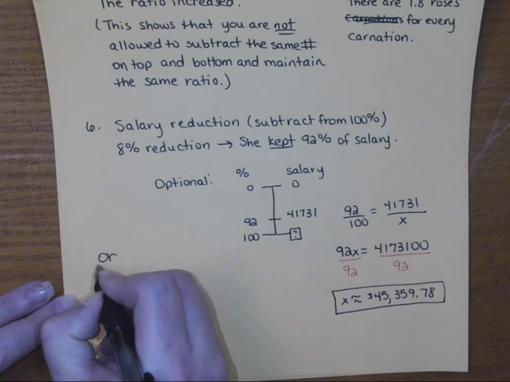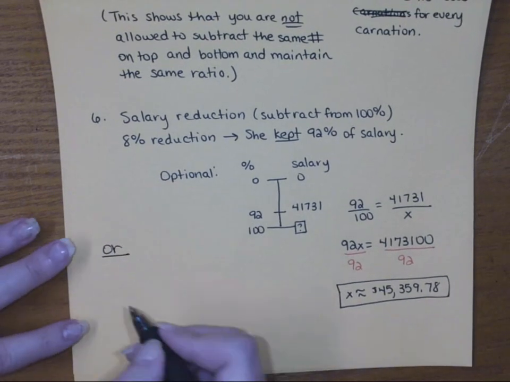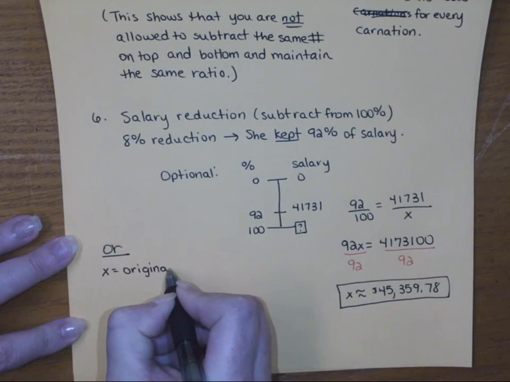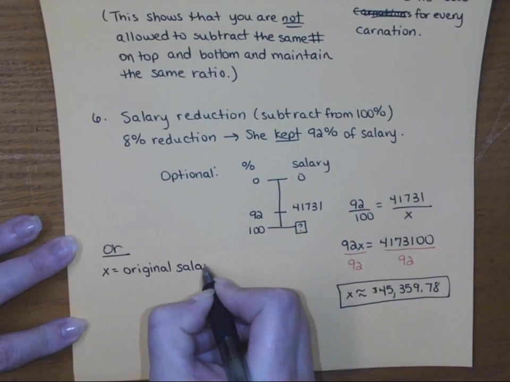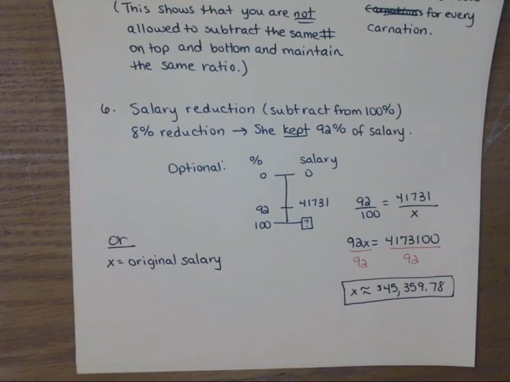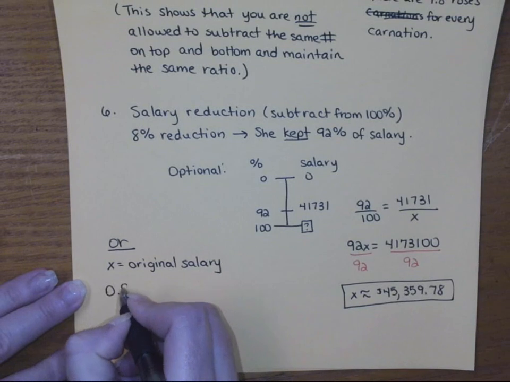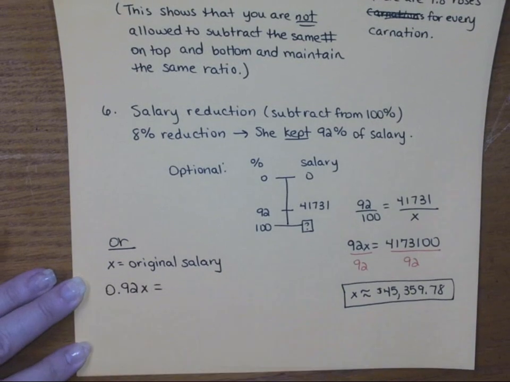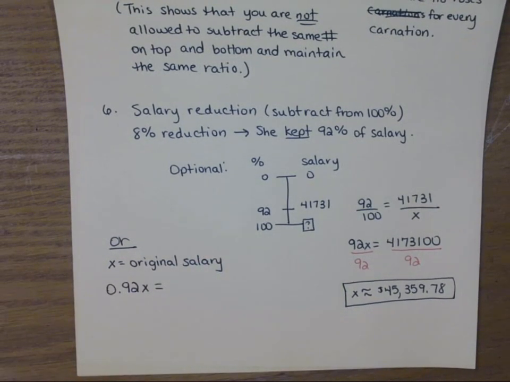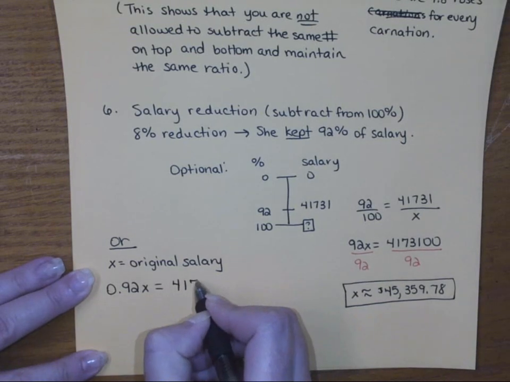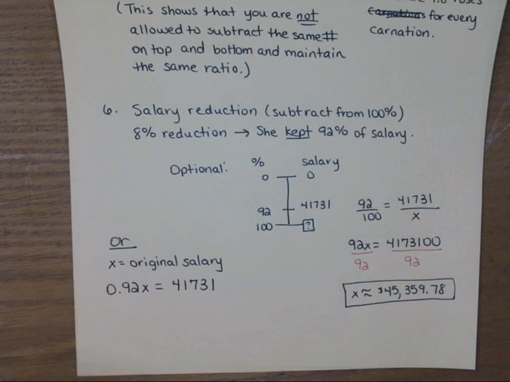So if you don't want to use a percentometer, here's the kind of work that I would expect to see. You would call X her original salary, and you would state this so that you're showing all your steps, so that someone who doesn't know what we're doing can follow along. You would still need to talk about how she is keeping 92% of her salary. So notice I have 0.92, and that equals the 41,731.